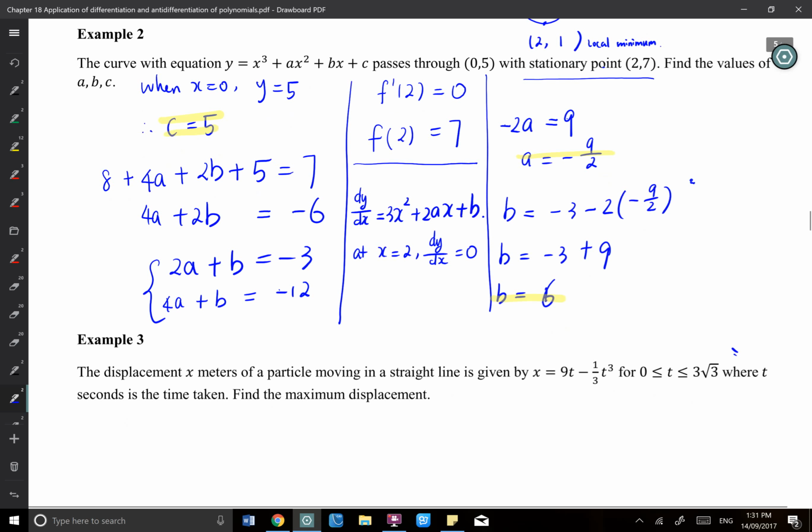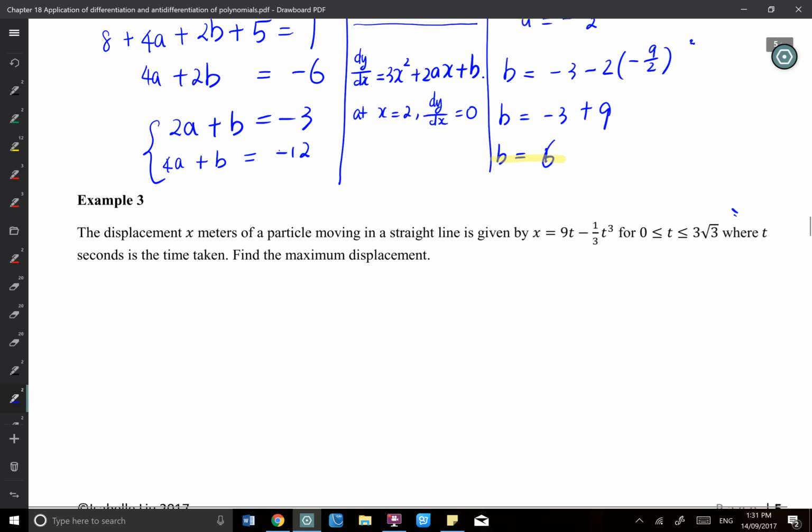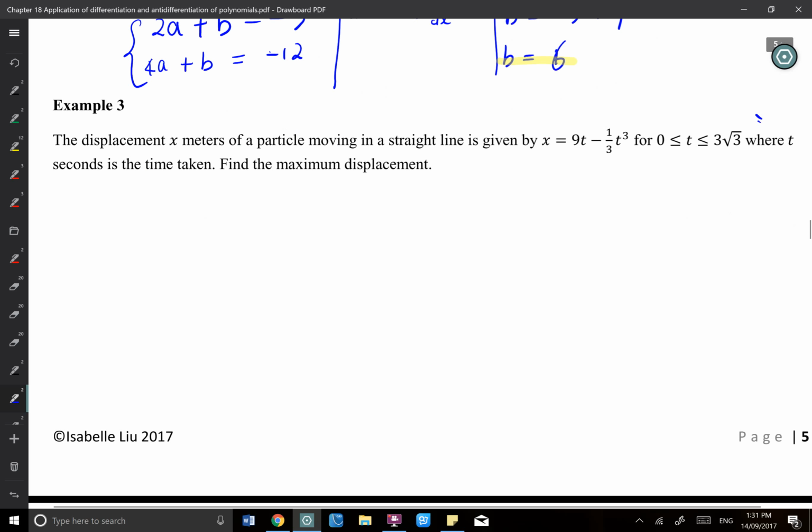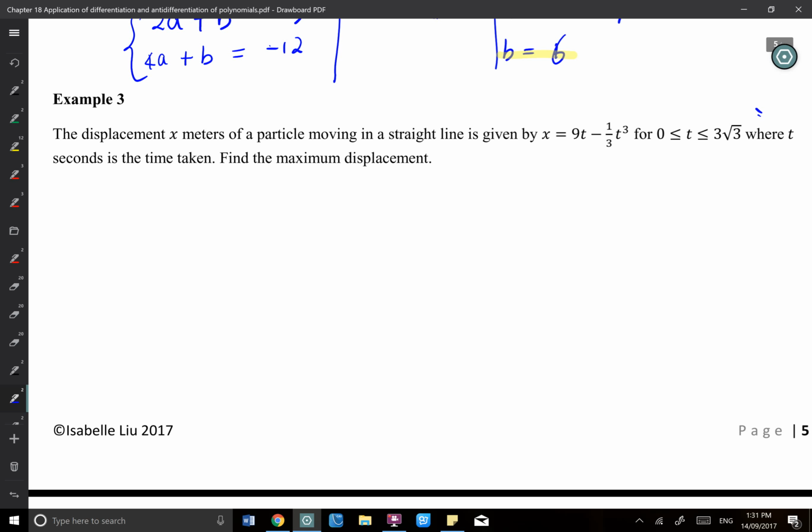Okay, next one. I want to introduce one thing. That is actually the kinematics part, the part we skipped for chapter 16 and last chapter 17. I think we skipped the kinematics part. So you need to know one thing.